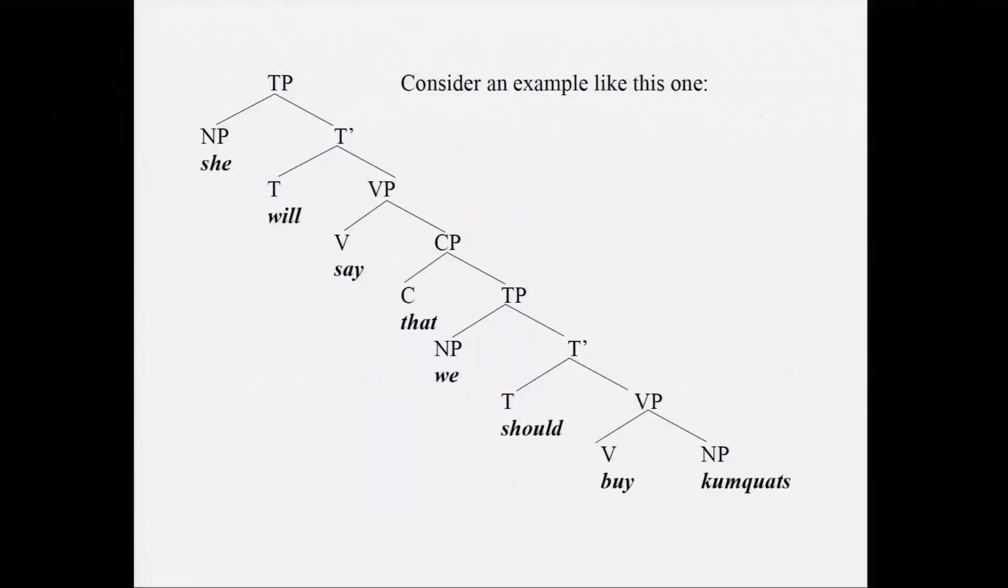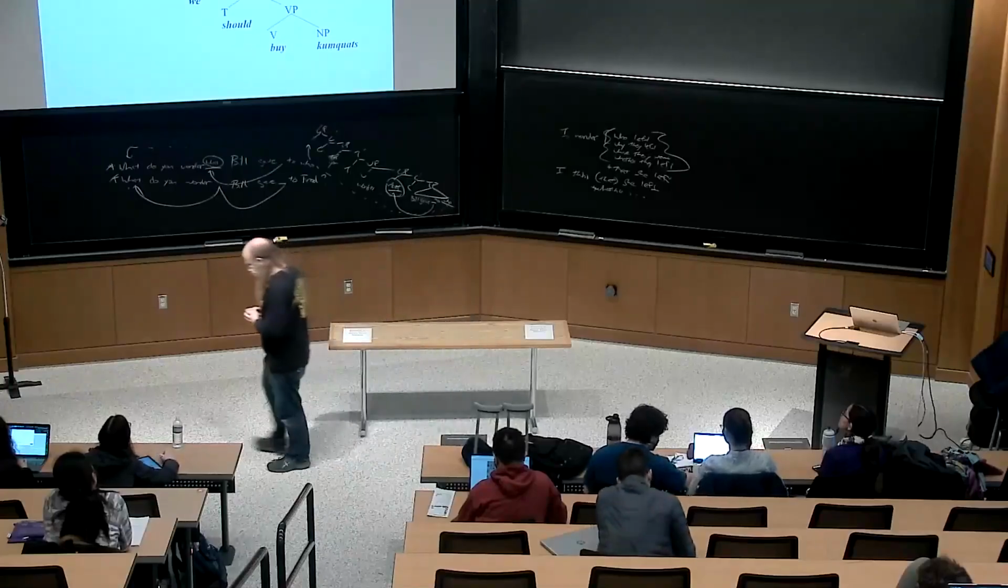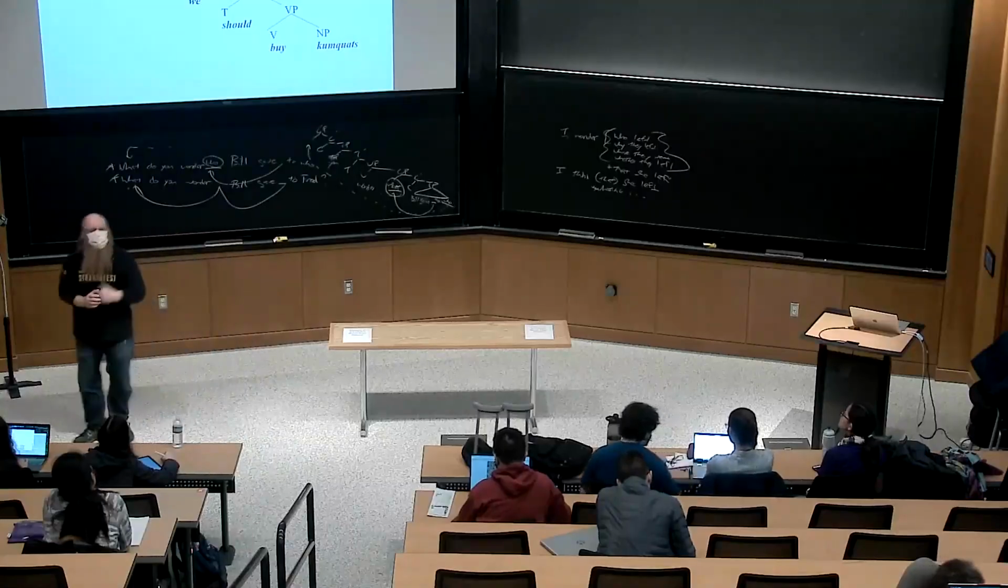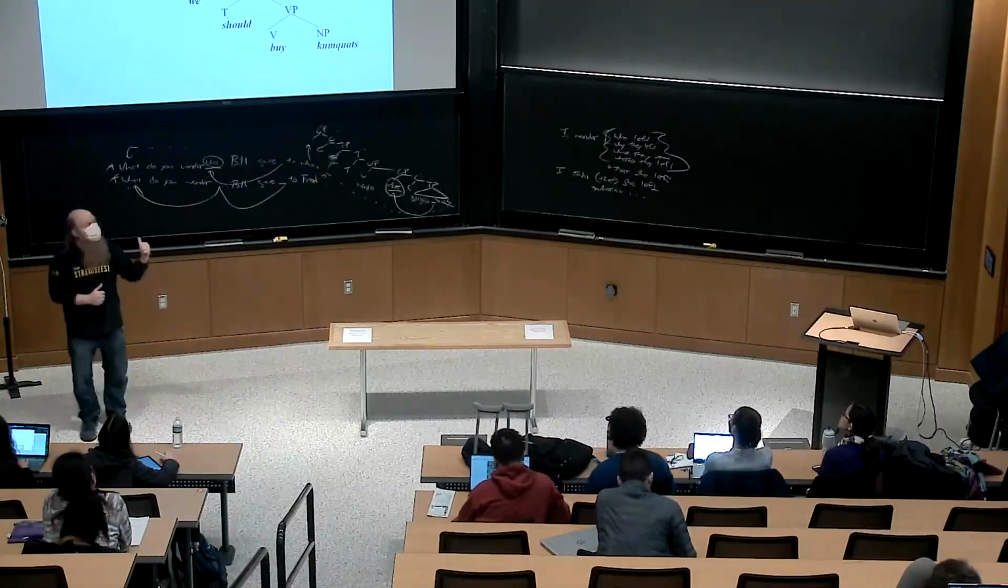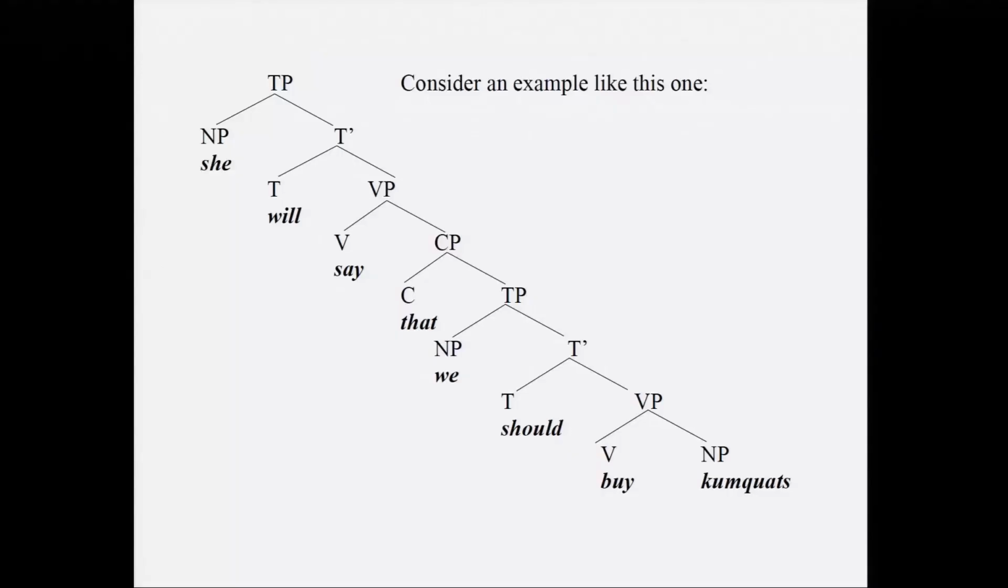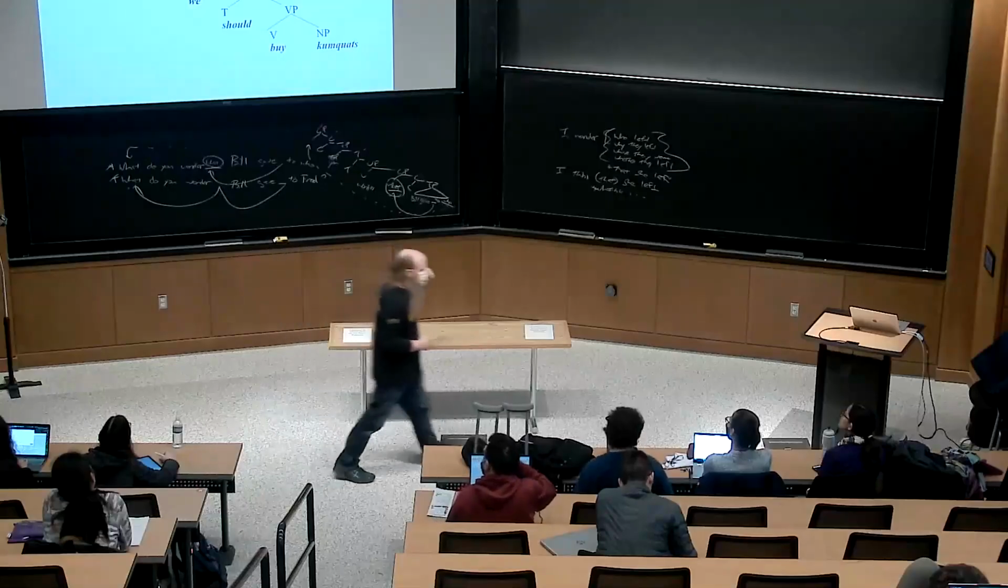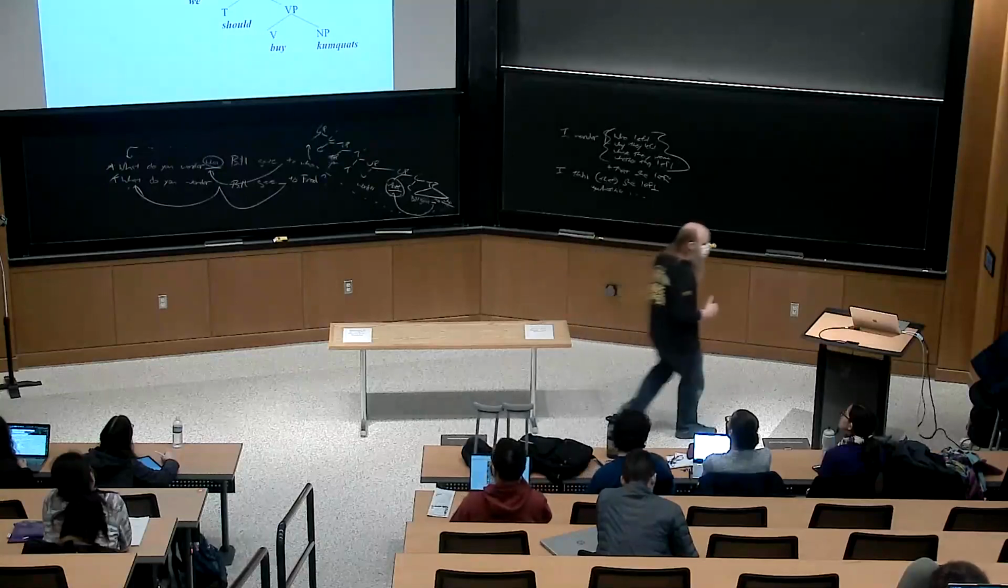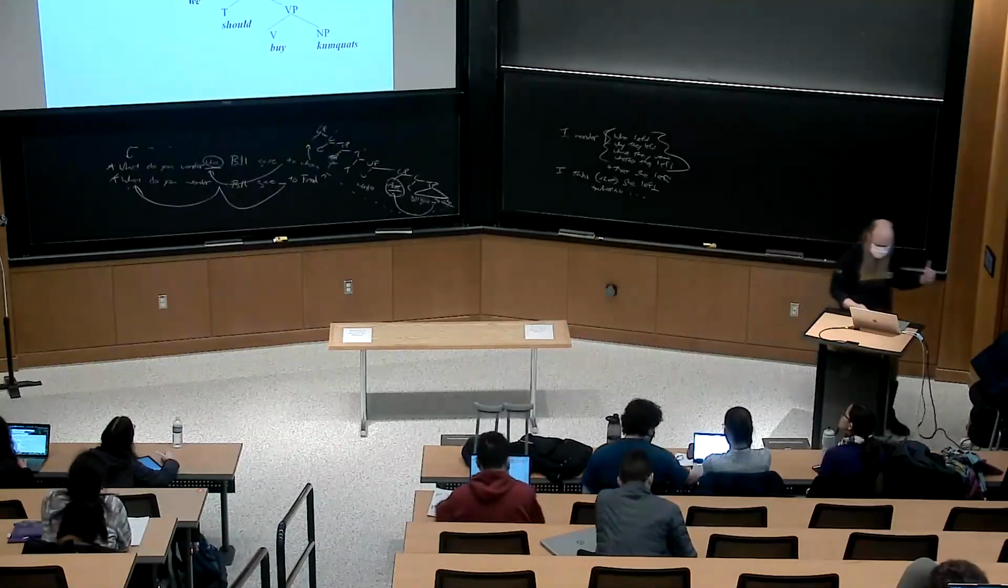Okay? One more thing for me to show you about syntax. It's actually kind of connected to this, to Joseph's point. Here's a sentence. She will say that we should buy kumquats. Questions about this sentence? Does this make sense? Did I put anything in here that's surprising or disturbing? Yeah. I think I have a new thing in T, which is should, but maybe that's not so alarming.